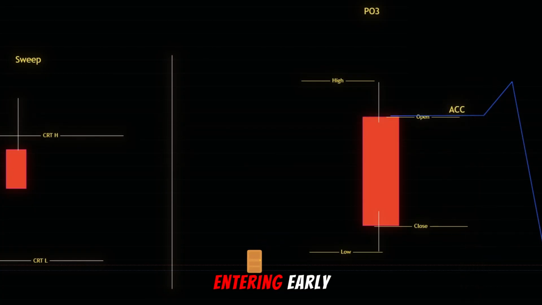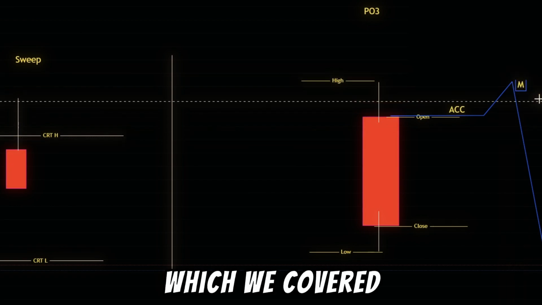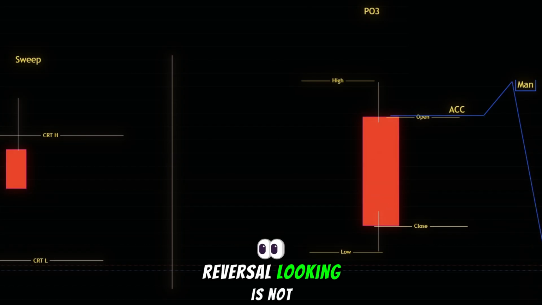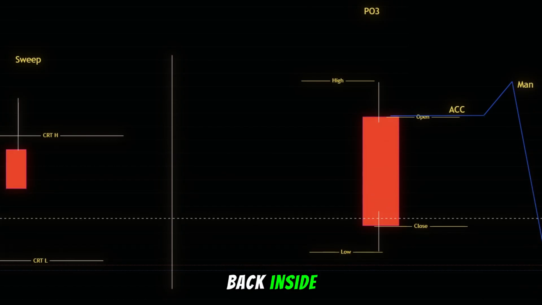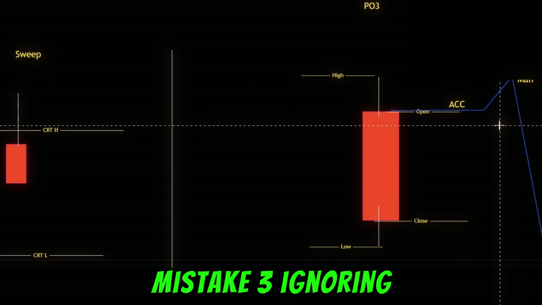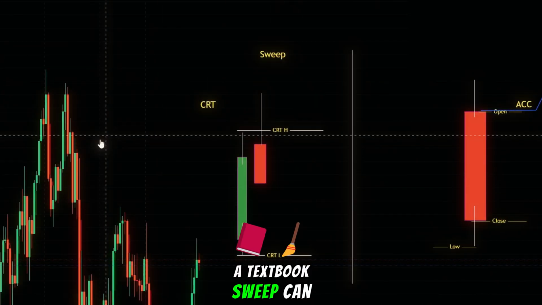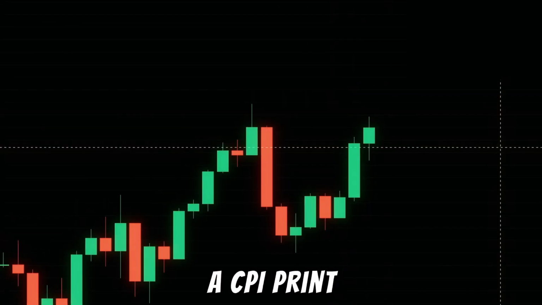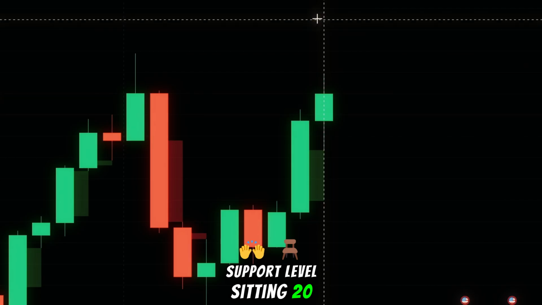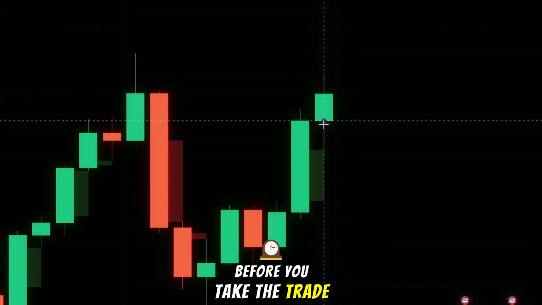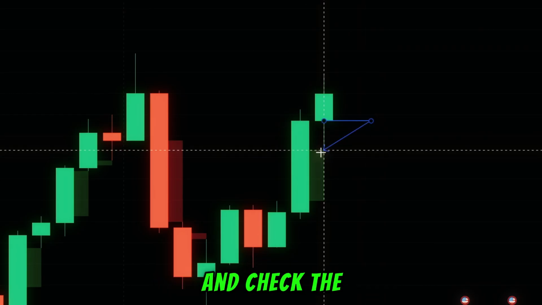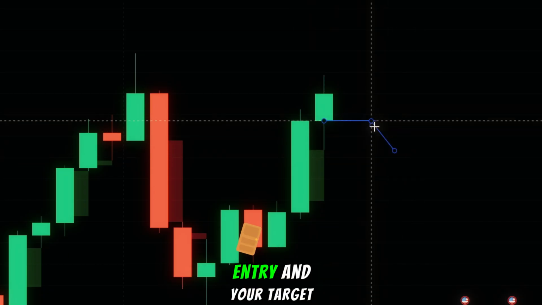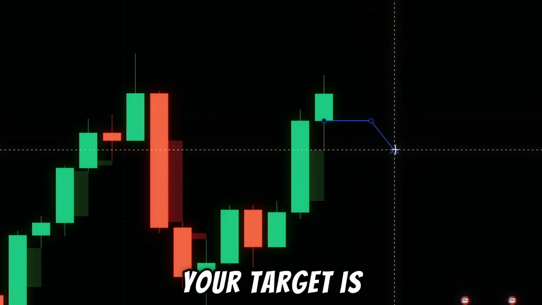Mistake 2. Entering early, which we covered, but it's worth repeating because it's the most common one. Reversal looking is not the same as closed back inside. Mistake 3. Ignoring context. A textbook sweep can be run straight over by a rate decision, a CPI print, or a daily support level sitting 20 pips away. Before you take the trade, check the calendar and check the higher time frame. If there's a major level between your entry and your target, the trade is wrong.